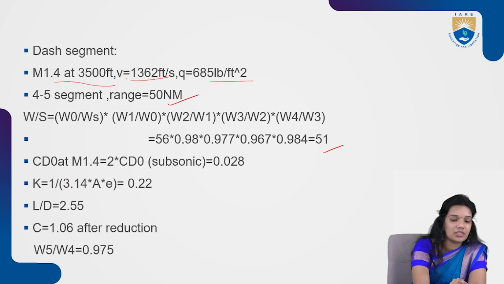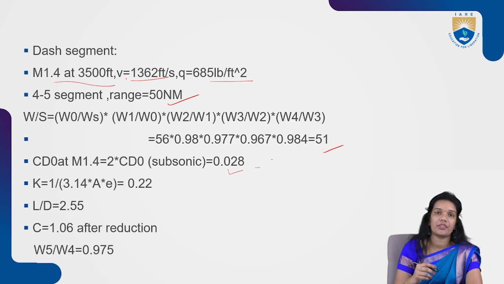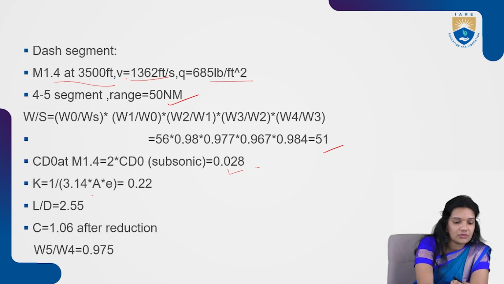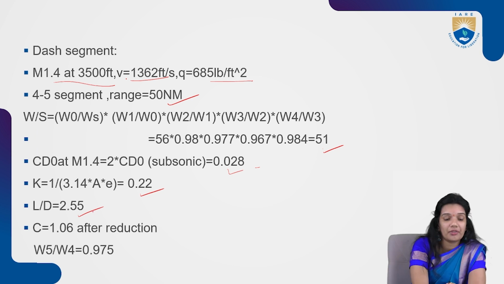And CD naught at supersonic 1.4 is going to be 2 times CD naught of subsonic. So here it is going to be 0.028 because there it is 0.014, right? Then the K value also we need to calculate. Then we finally get that L by D. L by D is also calculated with respect to the formula. Then finally it is going to be W5 by W4, right? So we can calculate W5 by W4 from L by D, right?